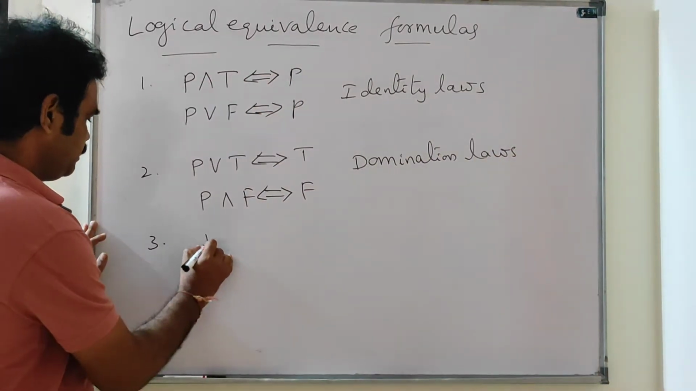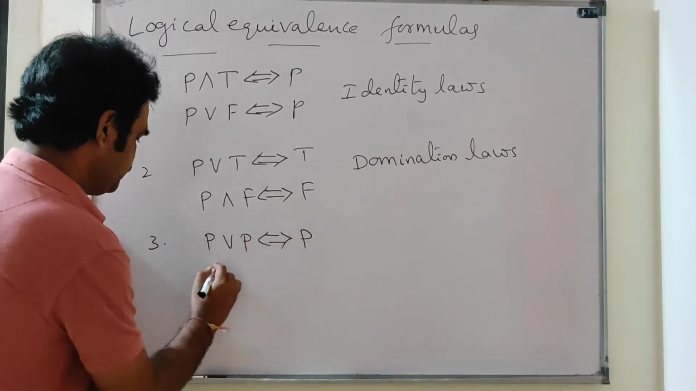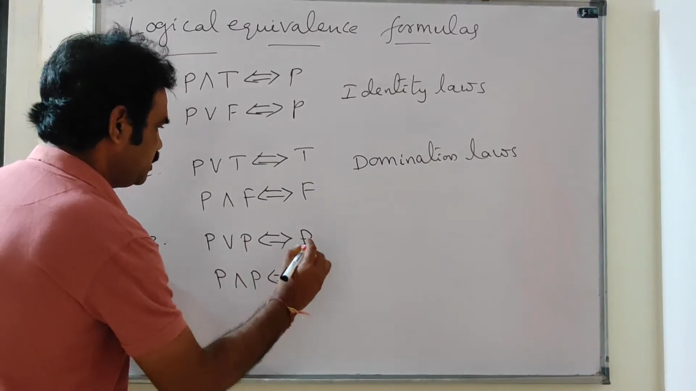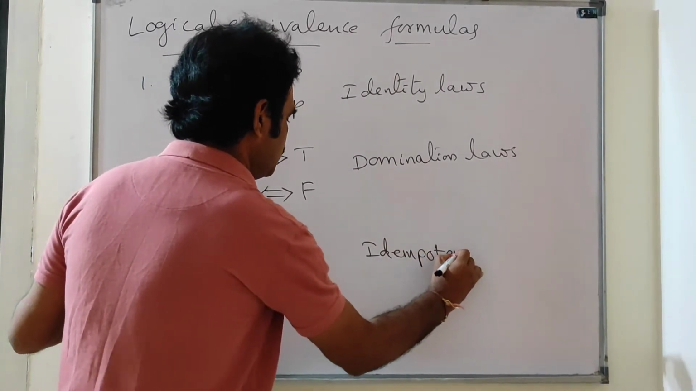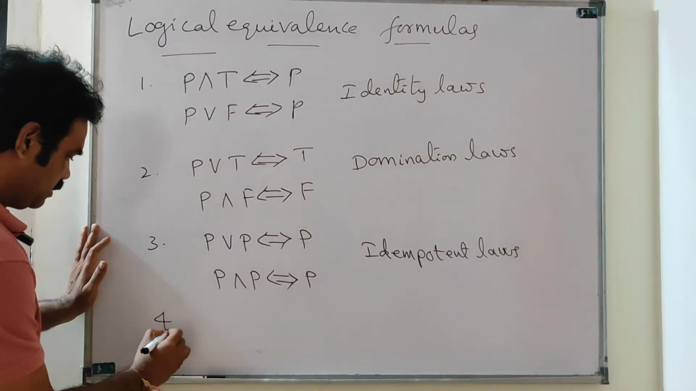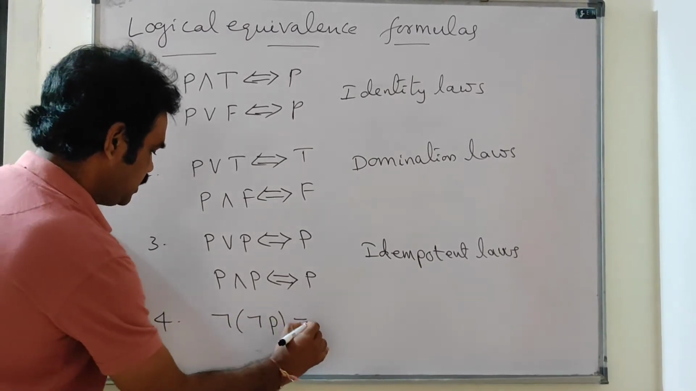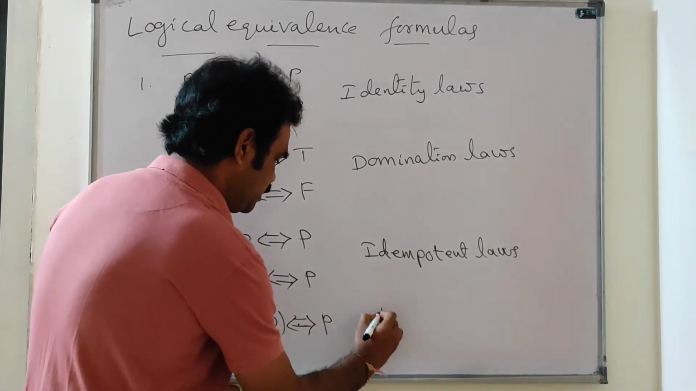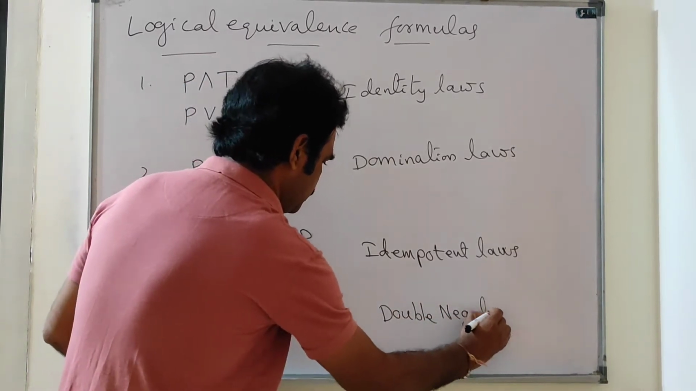Third one. P or P is logically equivalent to P. P and P is logically equivalent to P. These are known as idempotent laws. Next, fourth one. Negation of negation P is logically equivalent to P. This is known as double negation law.